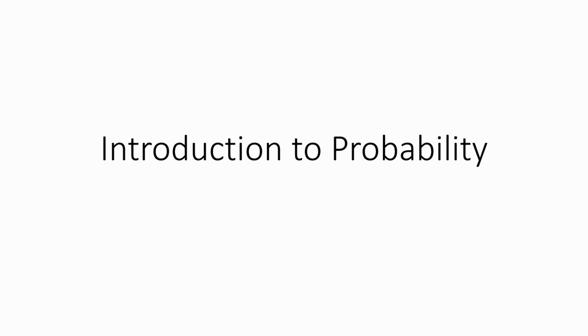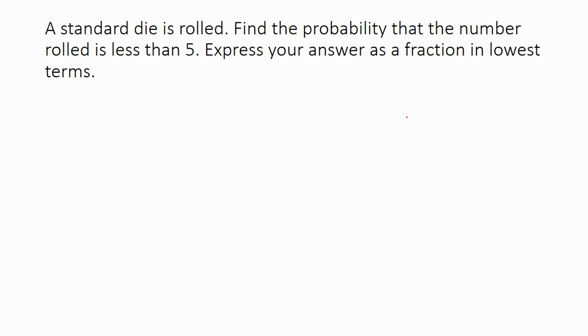Okay, so let's talk about an introduction to probability. And the cool part about introduction to probability here is these are going to be word problems, but don't let the word problems scare you. So let's go with a standard die is rolled, and we're going to find the probability that the number rolled is less than 5. So express your answer as a fraction in lowest terms.